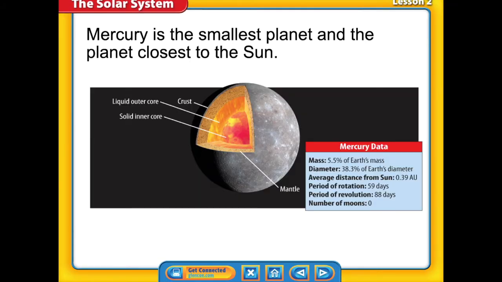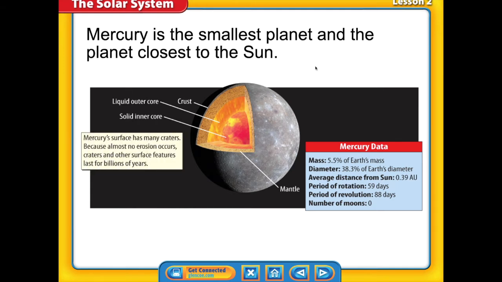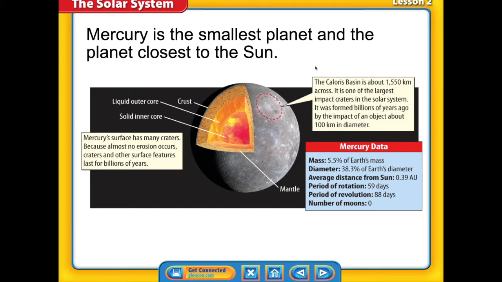On the planet Mercury, the surface has many craters because almost no erosion occurs. The craters and other surface features last for billions of years. There is a basin on Mercury called the Caloris Basin. It is about 1,550 kilometers across. It is one of the largest impact craters in the solar system. It was formed billions of years ago by the impact of an object about 100 kilometers in diameter.